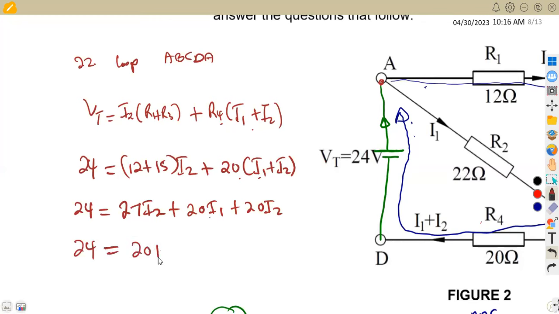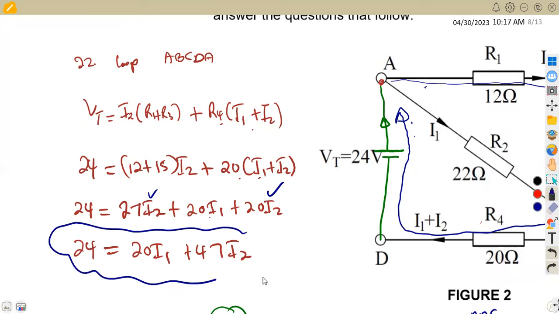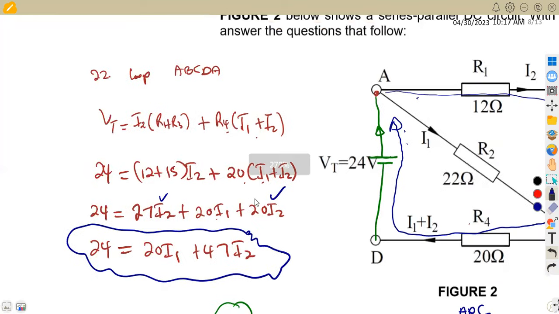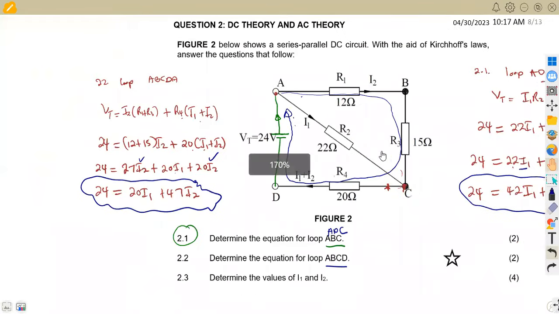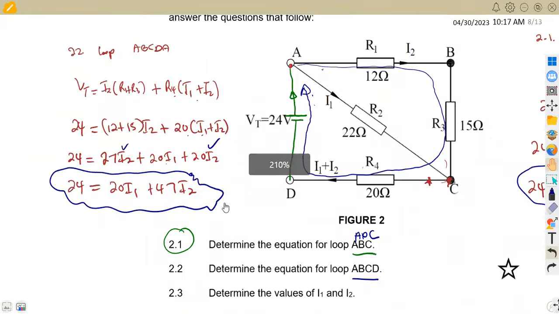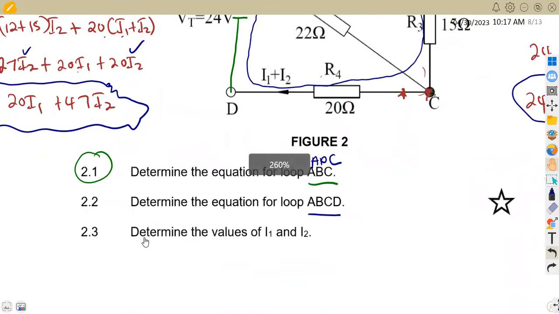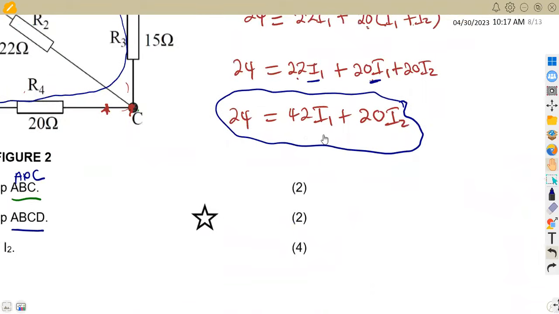So we have got like terms in this case. So this is going to be 27 I2 and the 20 I2. If you add 27 plus 20, you're going to obtain 47 I2 in this case. So we have formulated an equation from loop A, B, C, D, which is going to be solved together with the first equation so that we can calculate the value of I1 and I2, as stated in 2.3, now to determine the value of I1 and I2. So from the first part of the equation, this is what we had.